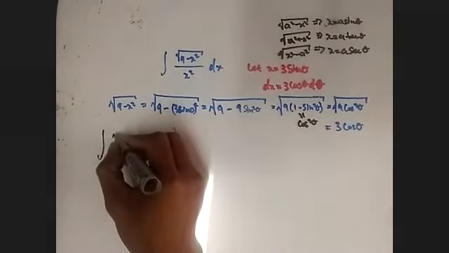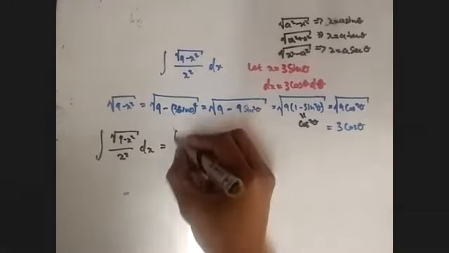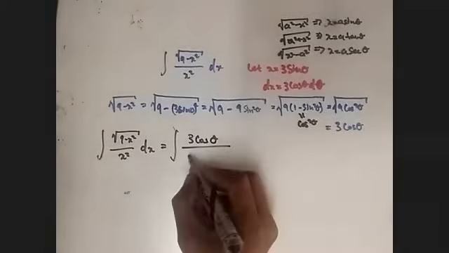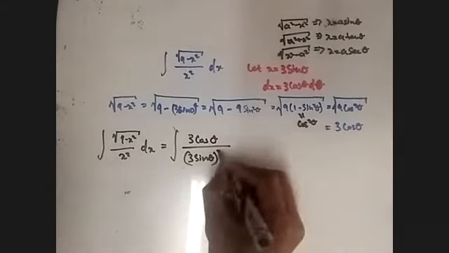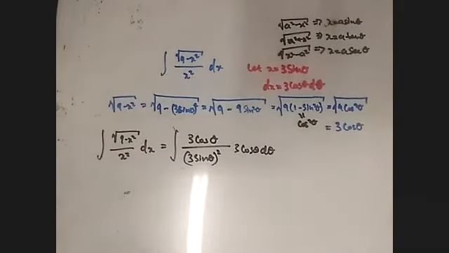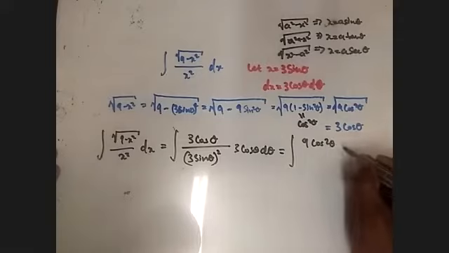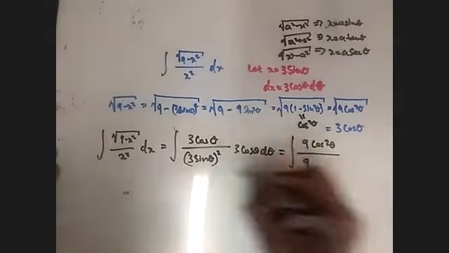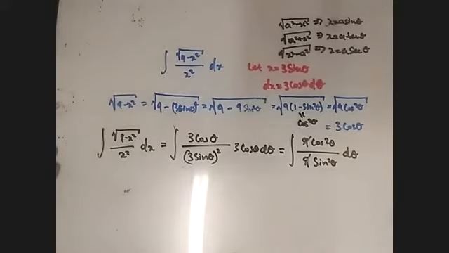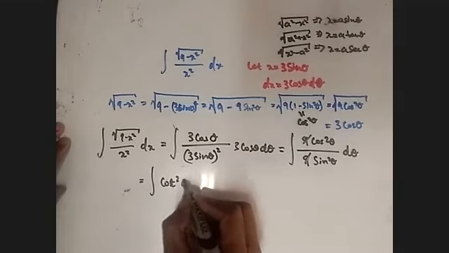We've got the integral of the square root of 9 minus x squared all over x squared dx. For the numerator I write 3 cos theta, for x squared I write (3 sine theta) squared, and for dx we have 3 cos theta d theta. This gives 9 cos squared theta over 9 sine squared theta d theta, and the 9s give us 1. What remains is cot squared theta.